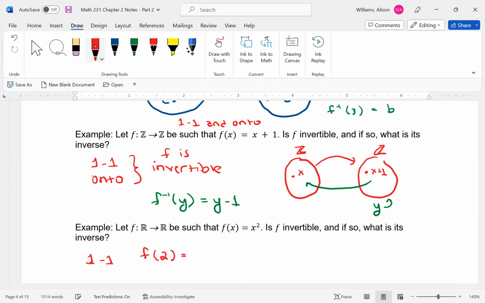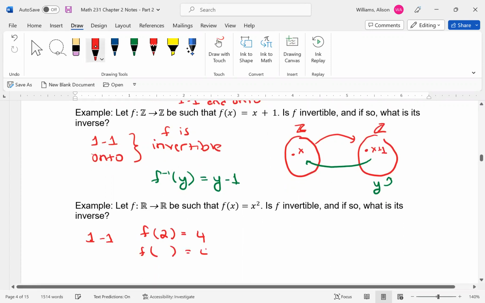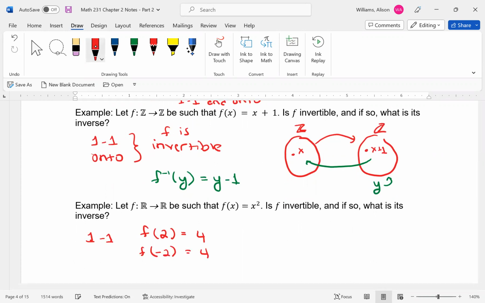I plug in 2, I get out 4. The question is, is there anything else I can plug in and get out 4? And the answer is, yeah, -2. That's a problem. Two numbers are going to that same element. So it's not one-to-one. Therefore, F is not invertible. All I had to do is show one example, and it's non-invertible. So I can't find the inverse.